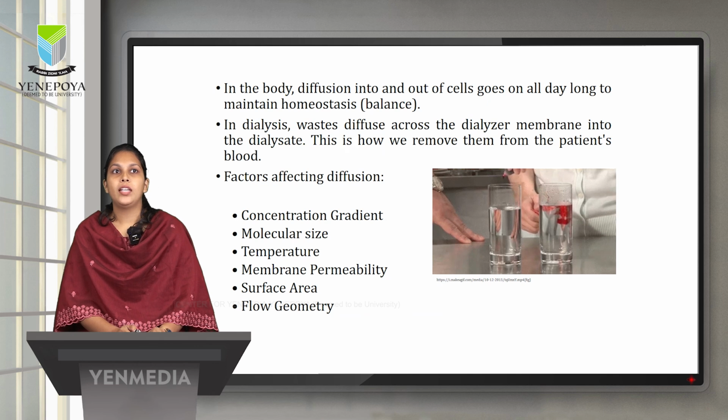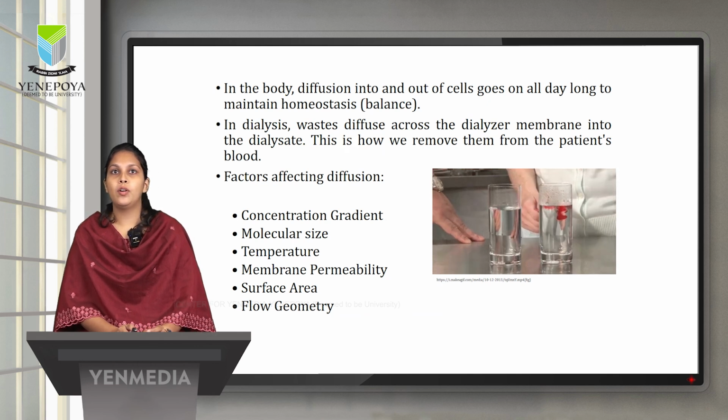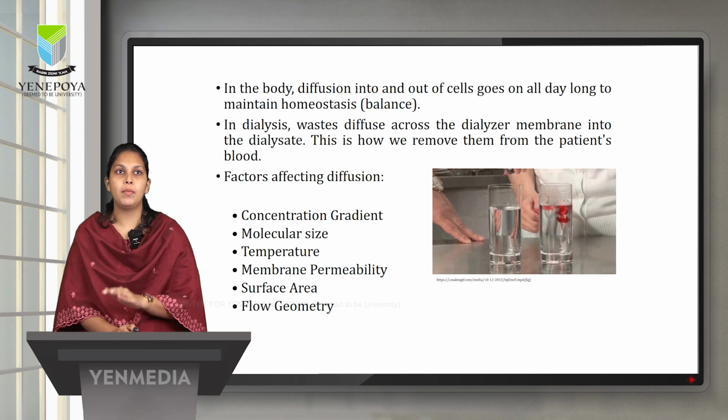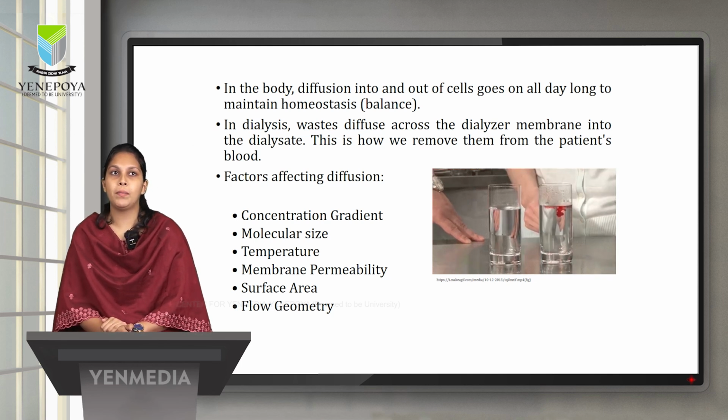In the body, diffusion into and out of the cell goes on all day long to maintain our electrolytes and keep our body in balance. In dialysis, waste diffuses across the dialyzer membrane into the dialysate. This is how we remove them from the patient's blood.